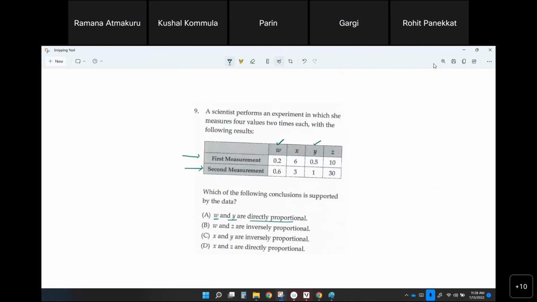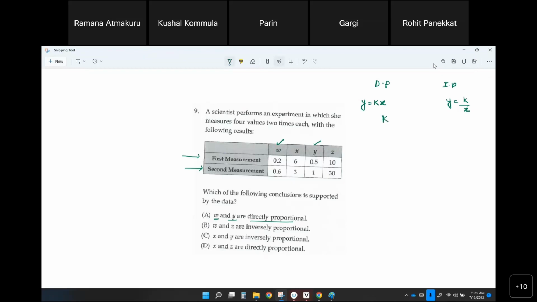Directly proportional. Let's talk about directly proportional and inversely proportional. What is your directly proportional equation? y equals kx. What is your inversely proportional equation? y equals k over x, correct? Where k is a constant in both the equations.